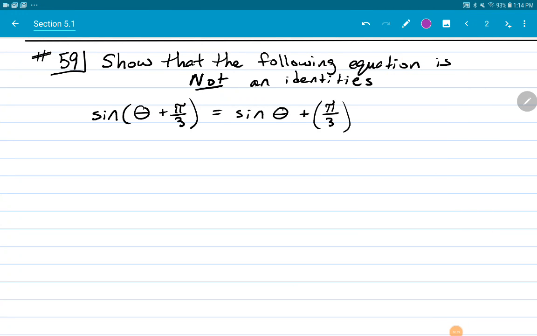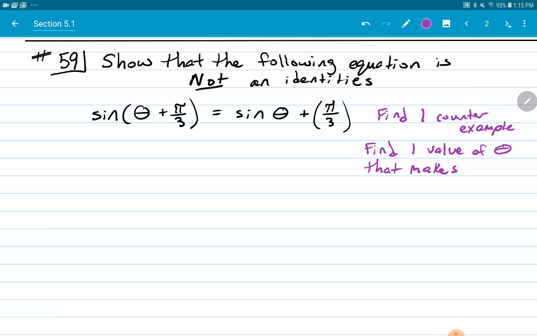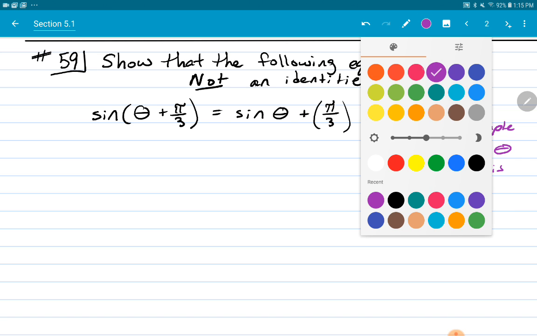So in number 59 from section 5.1, we need to show that this equation is not an identity. That means we need to find one counterexample, one value of theta that makes this equation false. So there's a couple different strategies to try to find that one value.